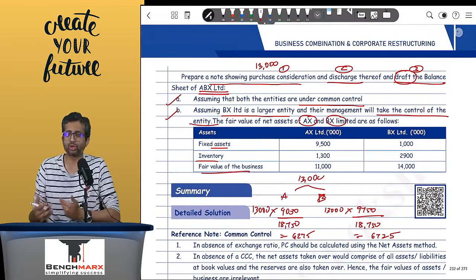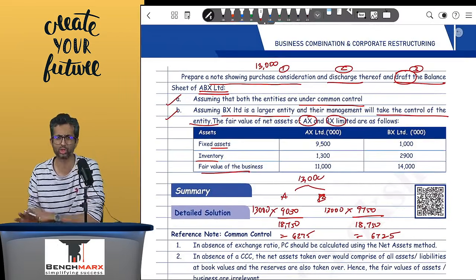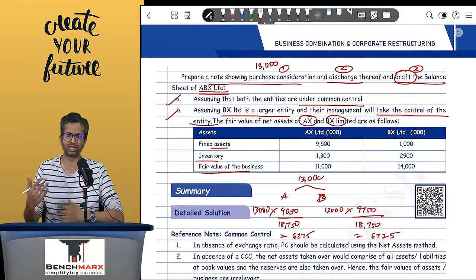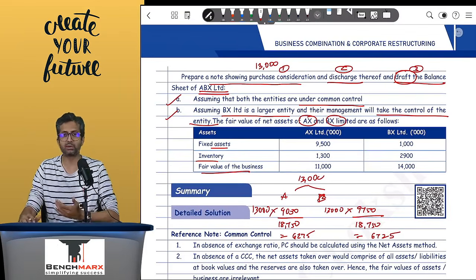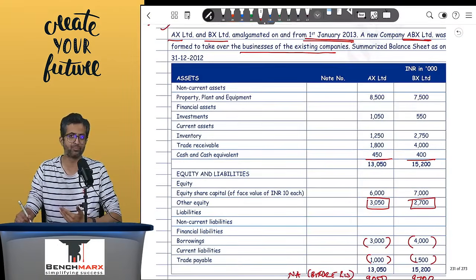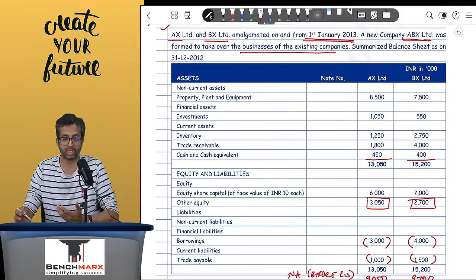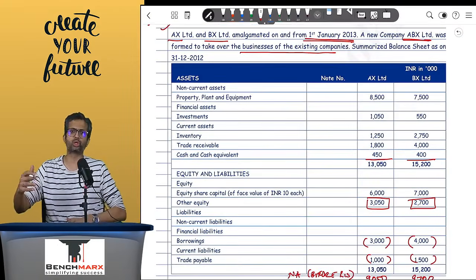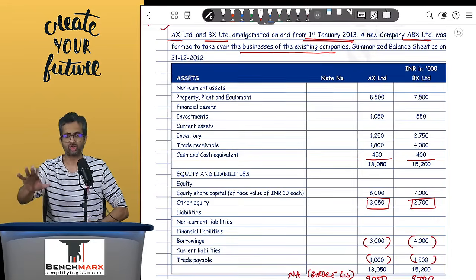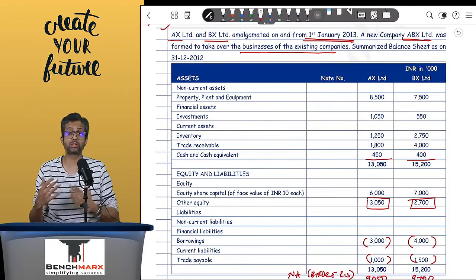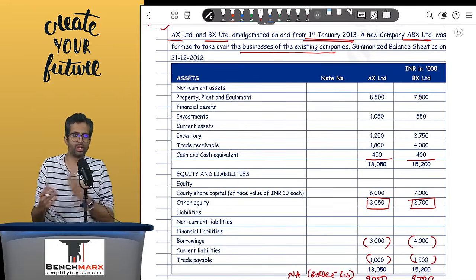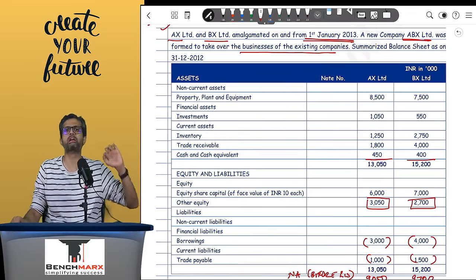For the balance sheet, you will take over assets and liabilities but at book value. So you will prepare it in the name of ABX and take over assets and liabilities at book values, and then separately you will also take over the reserves and you will issue in total 1,300 shares of rupees 10 each, that is 13,000. But the question is, will there be any goodwill? Well, it can't be, because there's a common control combination, no gain on bargain purchase.